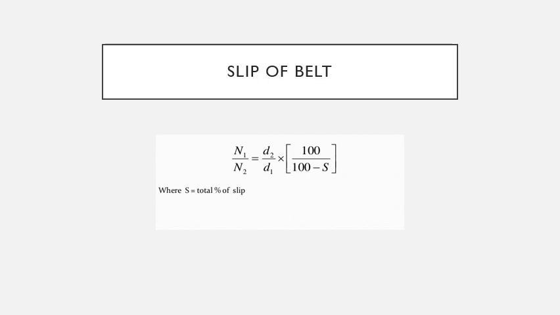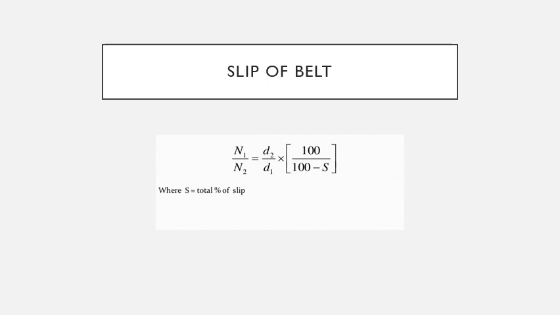So what is slip of the belt? As I have already explained, sometimes the frictional grip between the belt and the pulleys becomes insufficient. This may cause some forward motion of the driver without carrying the belt with it. This is called the slip of the belt and is generally expressed as a percentage. The result of the belt slipping is to reduce the velocity ratio of the system.